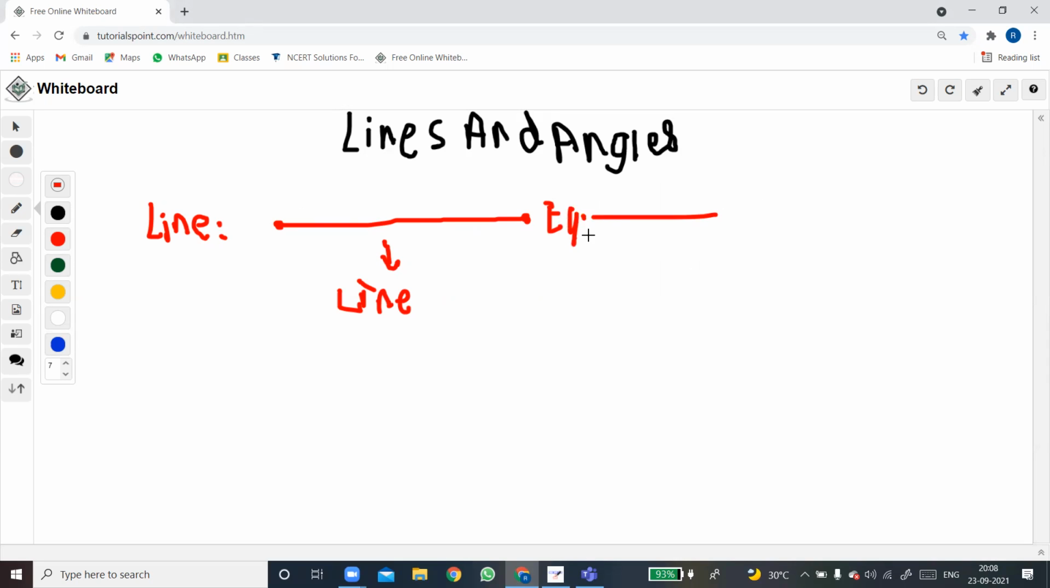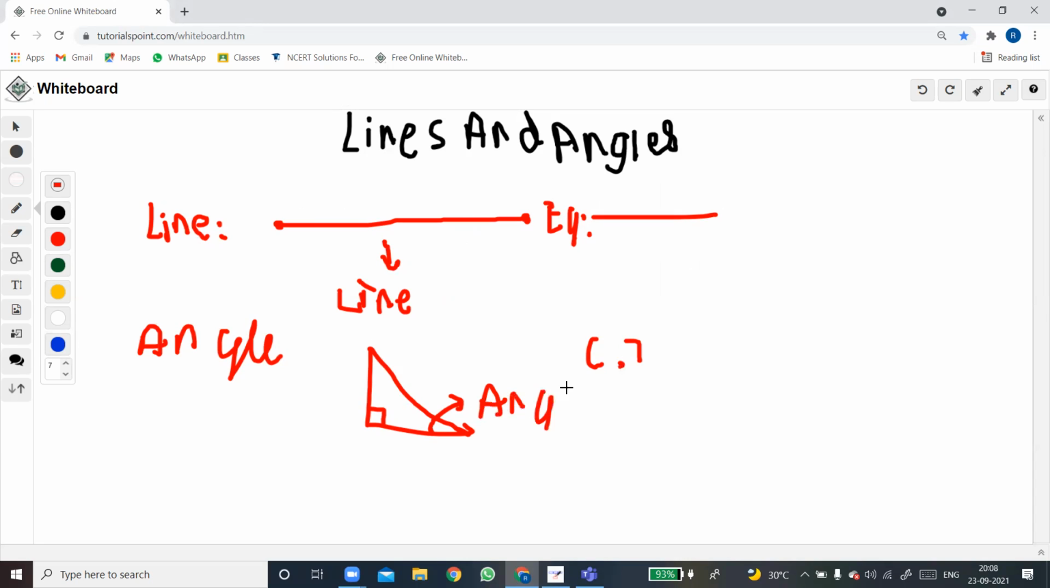Next we are going to see what is an angle. An angle is like, if you take this triangle and mark it like this, this is called an angle. So let's just clear our board.